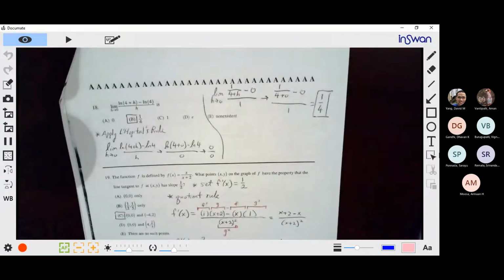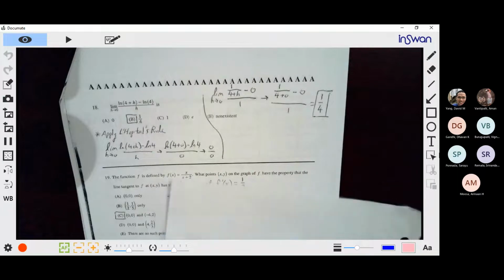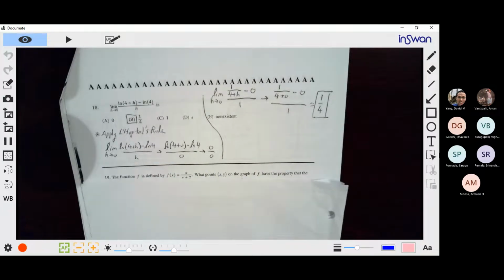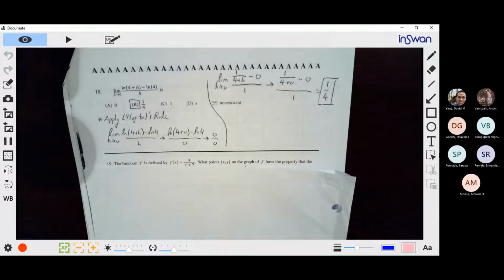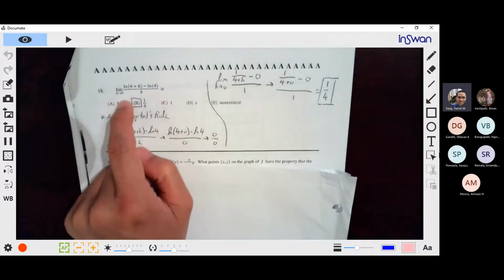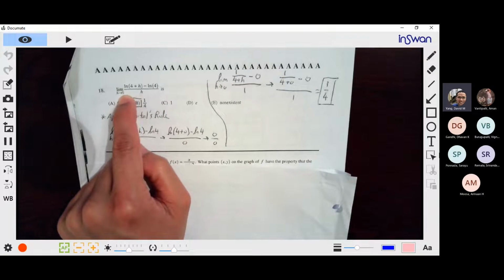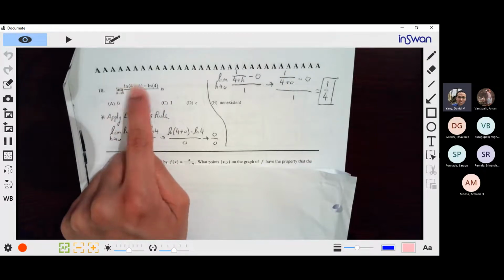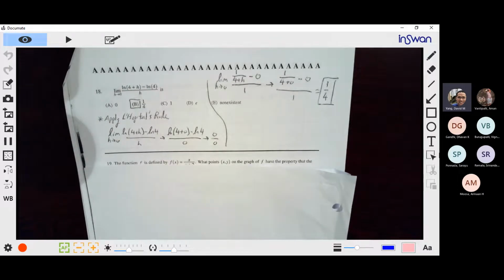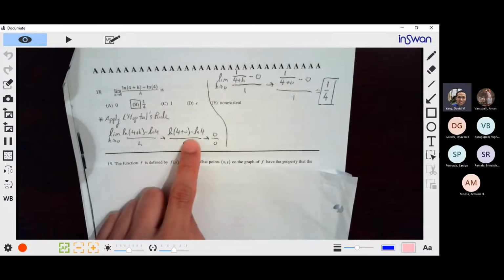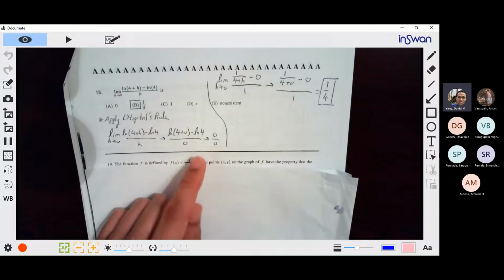Okay, 18. This seems like a strange limit problem, but just keep in mind that your h is your variable. And first thing we do with any limit problem that's in function notation, we always just insert 0 in for h. We get natural log of 4 plus 0, which is 4. Natural log of 4 minus natural log of 4 is 0. 0 over 0 is indeterminate form.